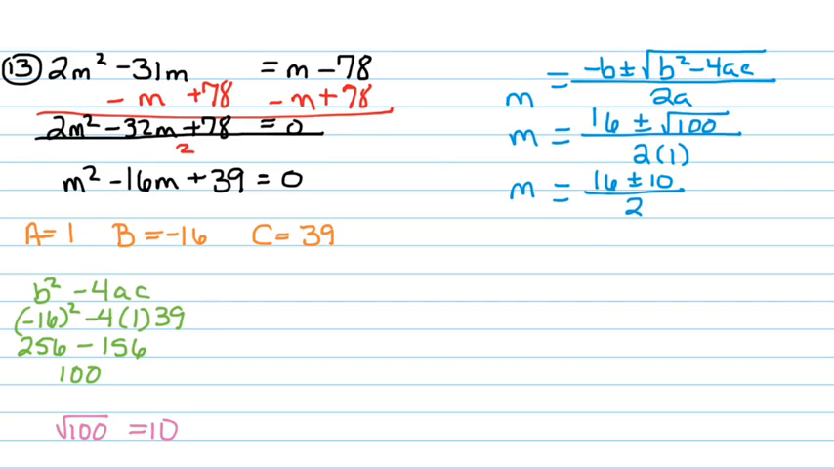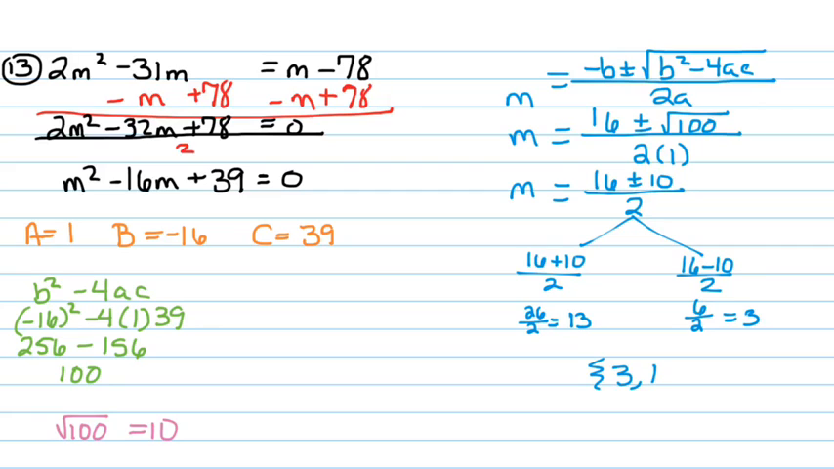Our square root's gone, so that means I need to find my two numbers. 16 plus 10 divided by 2, and 16 minus 10 divided by 2. 16 plus 10 is 26 divided by 2, and that will give me a 13. 16 minus 10 is 6 divided by 2 gives me 3. And so my two numbers are 3 and 13.